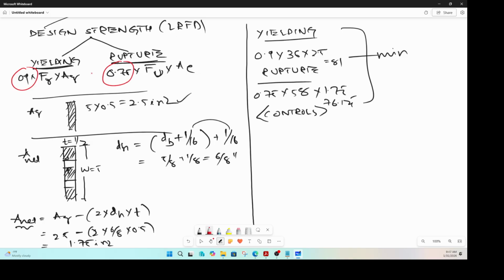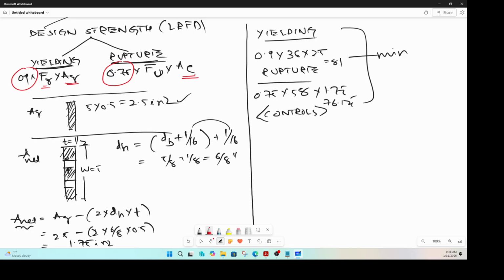Rupture strength reduction factor is 0.75 because rupture is more dangerous, meaning it doesn't give you warning. So you want your factor of safety to be slightly high. That means you are reducing the strength a little more. Okay. Yielding happens on the gross area, so that's why you're taking Fy. Rupture happens on the net area.